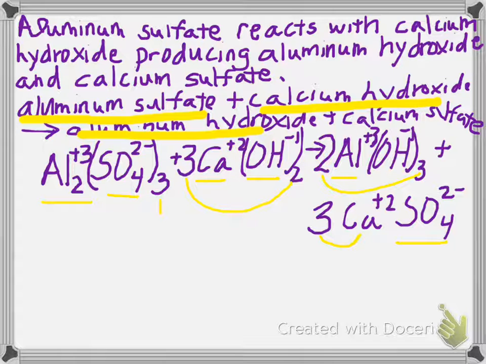Again, I'm going to do that double check here. I want to make sure that it is correctly balanced because I think I'm done. Right here I have 2 aluminums, and over here I have 2 aluminums because of the coefficient. I have 3 sulfates here, and 3 sulfates here. I have 3 calciums here, and 3 calciums here. I have 6 hydroxides here, and 2 times 3, 6 hydroxides here. My equation is now a properly balanced chemical equation.